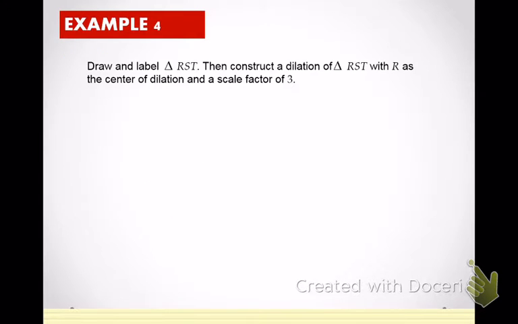Okay, so the next example, you've got triangle RST, right? Construct a dilation of RST with R as the center of dilation and a scale factor of 3. Go ahead and do that on your own. You'll need your ruler or your compass to measure the length, but the ruler to draw the straight line. Go ahead and dilate that figure by a factor of 3 with R as the center of dilation.